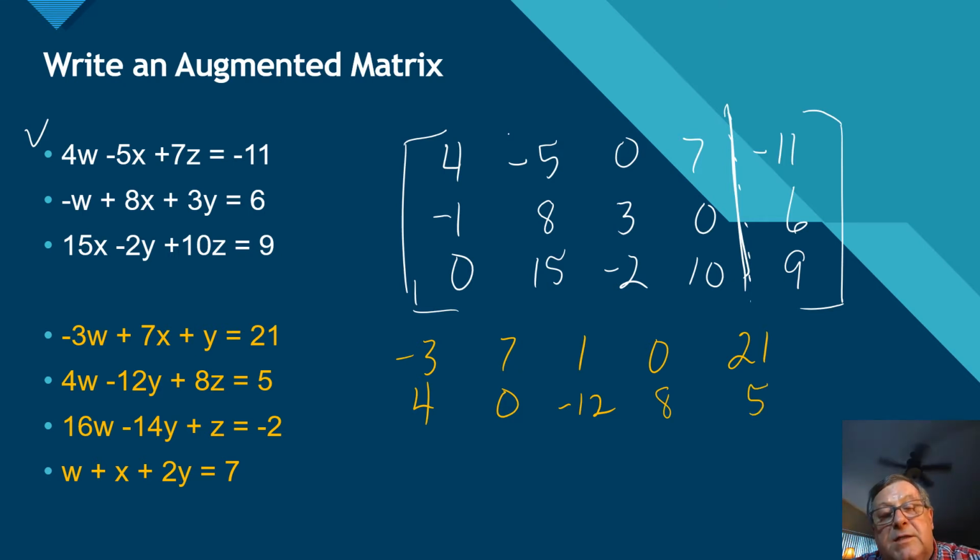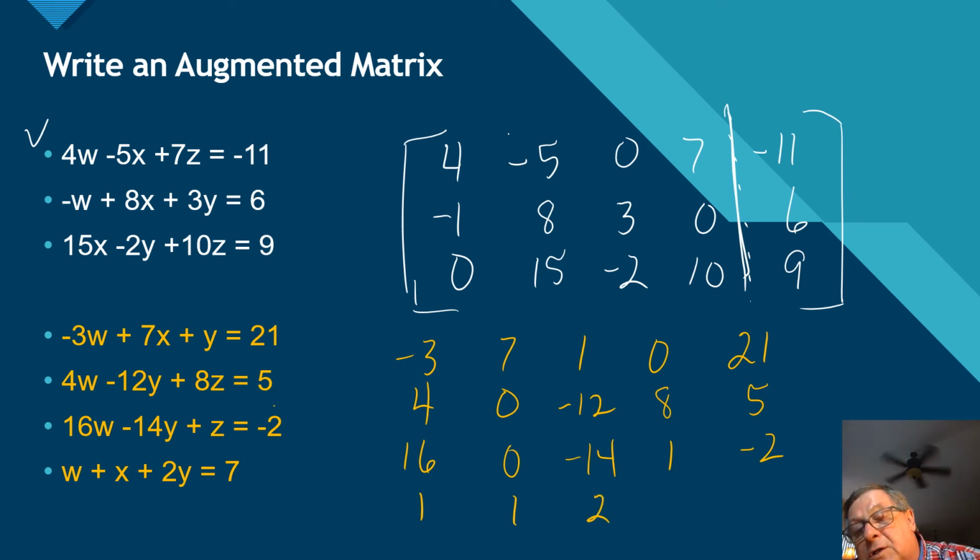Third equation, I've got 16w, so that goes in my first column. Again, I don't have a variable for the x, so it's going to be 0 again, and then -14 for y, and 1z, 1, and my constant is -2. And then my last equation, 1w, 1x, 2y. Don't have a z variable in this equation, so it's going to be 0, and my constant is 7.